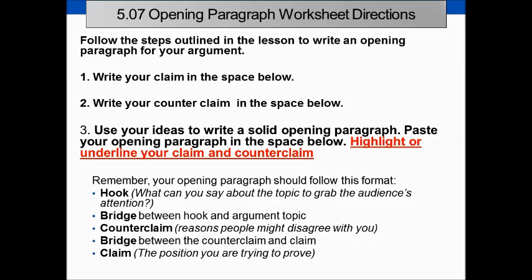Remember, your opening paragraph should follow this format. First, it should begin with a hook. What can you say about the topic to grab the audience's attention? Then there is a sentence that acts like a bridge between the hook and the counterclaim, connecting the two. Then you will include your counterclaim, or the reasons people may disagree with you. Then a bridge connecting the counterclaim to the claim. Finally, your opening paragraph will end with the claim, or the position you are trying to prove.